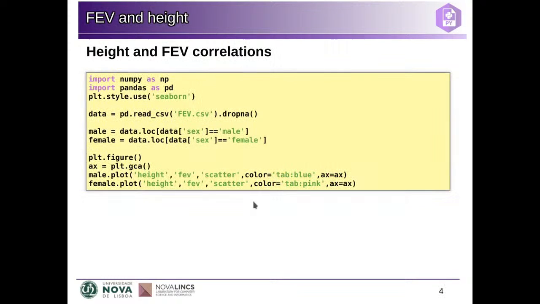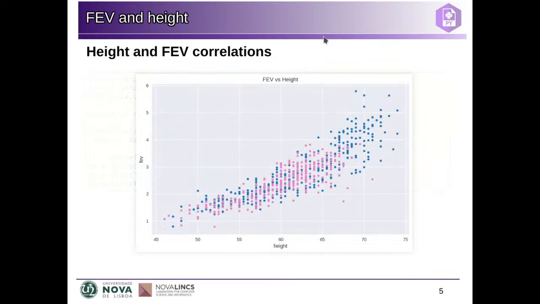So we are going to use different colors, blue and pink for boys and girls, so following the stereotypes. Hope I don't get in trouble for this. But now we can see the distribution. So we have this cloud. This is the height and the lung capacity. And we see that lung capacity increases with height.